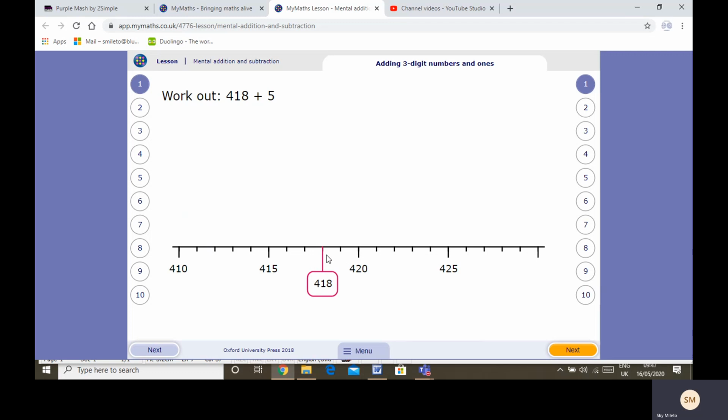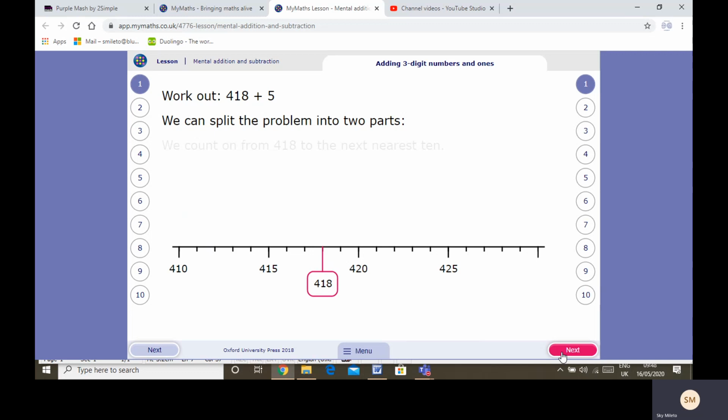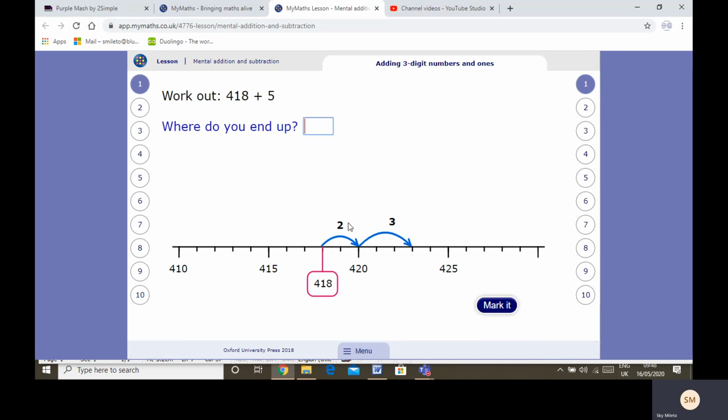418 plus 5. We can count up on here. 1, 2, 3, 4, 5. Okay? Or 418, 419, 420, 421, 422, 423. Here it says you could add on 2 to get to 420 and then add on 3. So we add on 2 to get to 420 and then add on 3. We know it's 423.